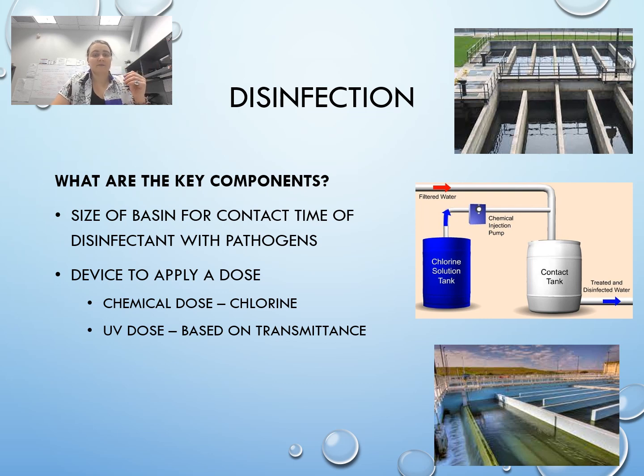The other thing we need is a device to apply the dose. So this is normally some kind of chemical feed pump when it comes to things like chlorine and maybe ozone. But when it comes to UV, we need to make sure that we actually have the UV lights. You can almost think of a fluorescent tube, like the lights overhead in a classroom. Same kind of idea with a UV light, but it's emitting light in the UV range instead of visible light, which is what you see from a fluorescent light.